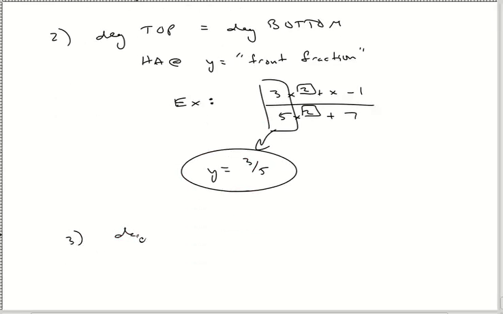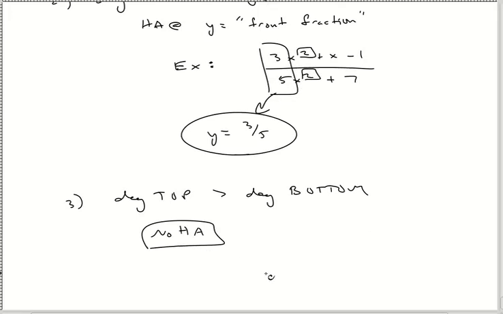Number 3, what if the degree of the top is more than the degree of the bottom? This is the best answer. I love this one. There's no horizontal asymptote. You're done. That was it. Nothing to do there. Just a quick example, just so that you know. We got a cube, x, 1, I don't know, we got a square, x, 2, I don't know, it doesn't really matter. 3 is in the top, 2 is in the bottom, no horizontal asymptote.